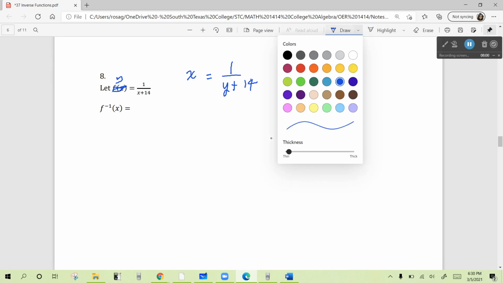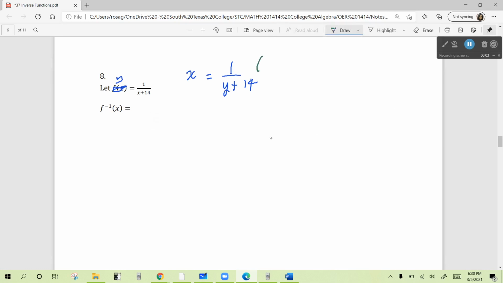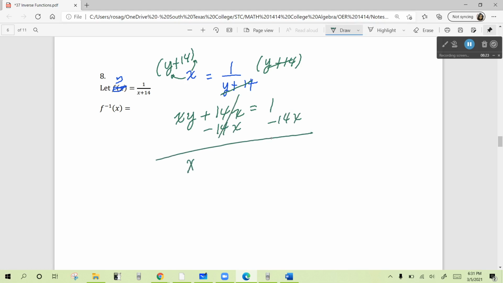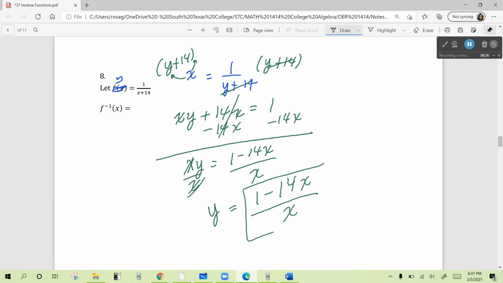So the first thing is to get rid of the fraction. So I'm going to multiply on both sides. And when you multiply it out, it will be x times this, x times that. Now we're solving for y. So I'm going to move the 14x, and then divide by x because I want to leave y by itself. So the inverse will be 1 minus 14x divided by x.